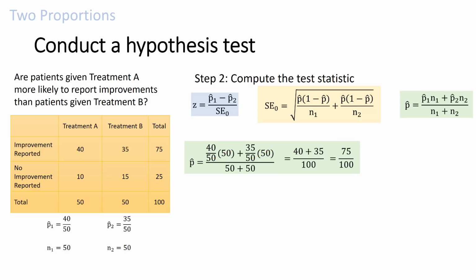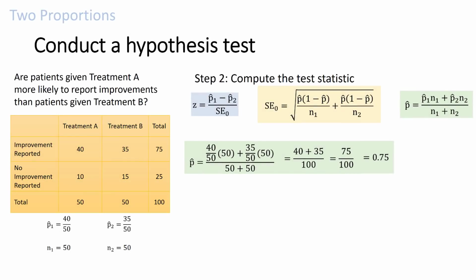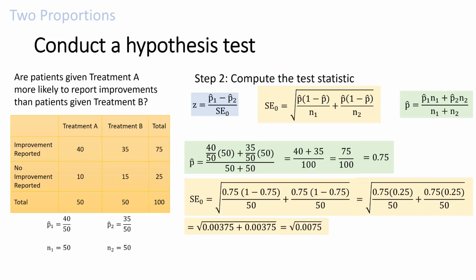When we do out the math here, we get a pooled proportion of 0.75. Another way to approach this would be to compute the proportion of the total successes, ignoring the two groups. Total, there were 75 successes out of a total sample size of 100. Next, we can compute the standard error. We plug the values into our standard error equation. And we end up with a standard error of 0.0866.